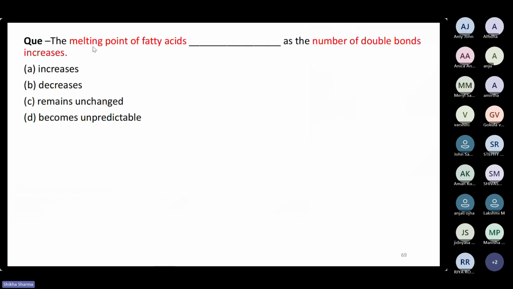So now let's discuss fatty acids. We are discussing the melting point of fatty acids: does it increase, decrease, remain unchanged, or become unpredictable when the number of double bonds increases?